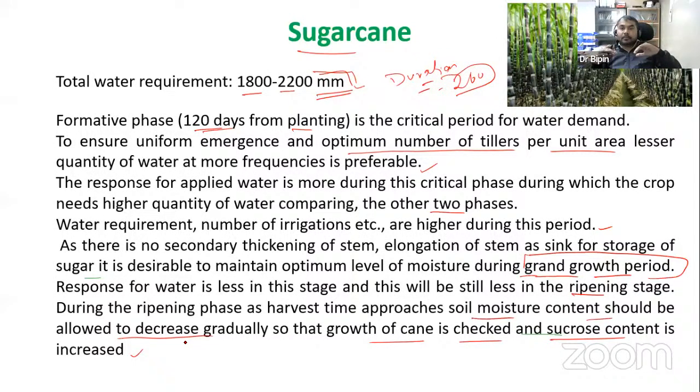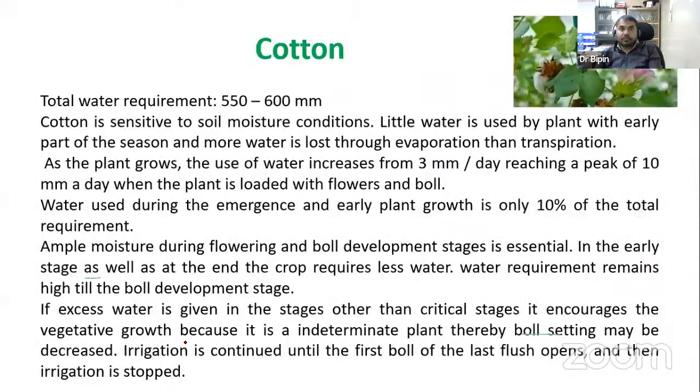Okay, so basically sugarcane is a sugar crop from where we get sugar. So basically our purpose is to extract more sucrose from this cane. So that's why when the harvesting approaches, our basic aim should be to decrease the moisture content in the field.